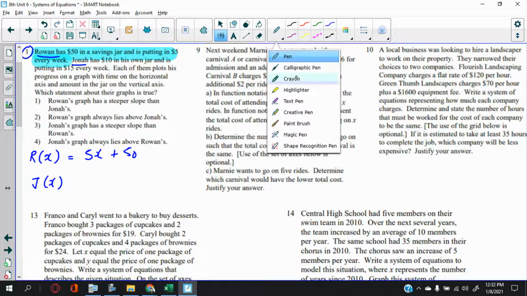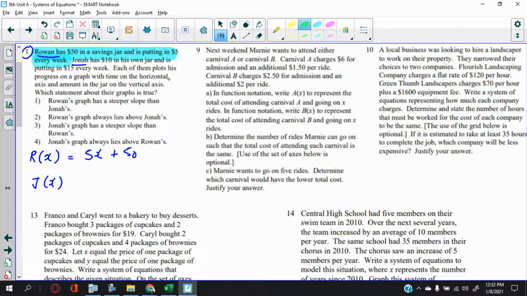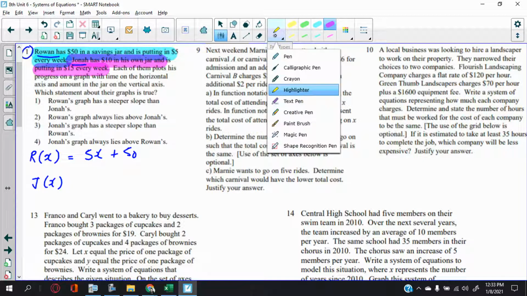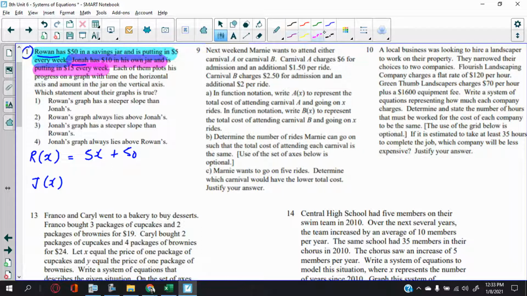Now, the other guy, let's use a different color. How about that? Jonah has $10 in his own jar and puts in 15 every week. Okay, and that just inspired me to tell you something about these sort of questions. Jonah has $10 in his own jar, but he puts in 15 every week. Now, this is a very, very common sort of question. And it's common because of the way the situation is set up, and I think this bears going over.